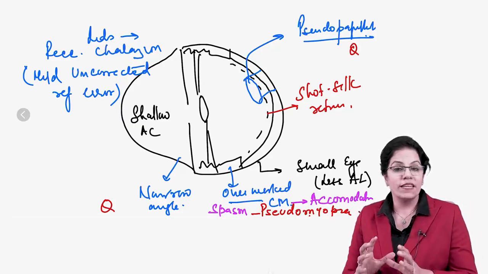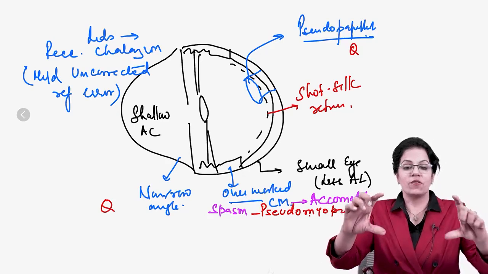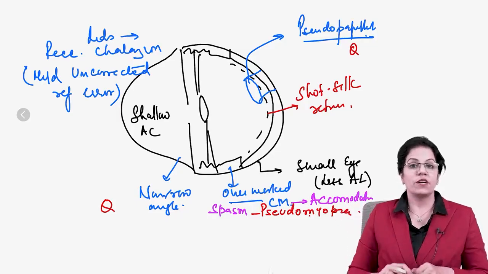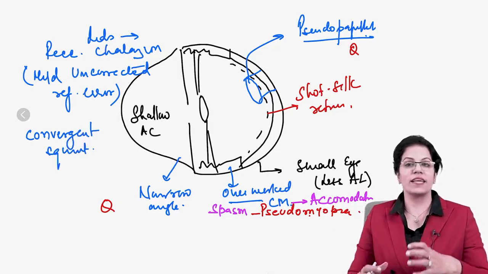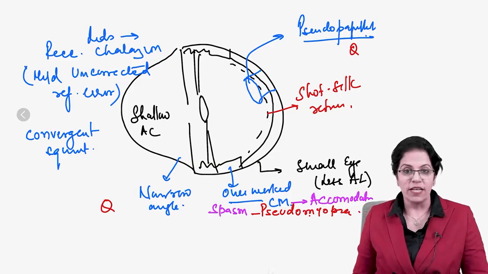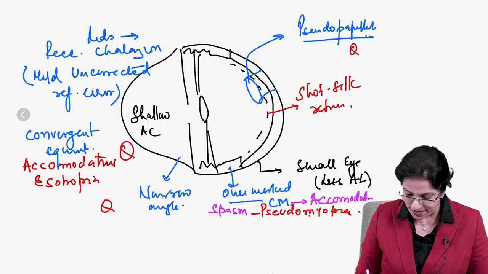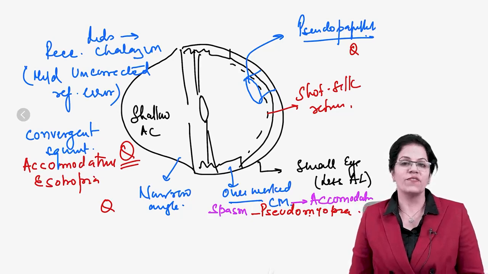Because accommodation is a part of the near reflex, what are the parts of the near reflex? Whenever you're looking from far to near, there is convergence, miosis, and accommodation. So because of that, there is a convergence squint. The story is, this is happening due to excessive accommodation. So we call it accommodative esotropia. This is also a very important exam question. Okay, we'll make a Q here. So these are the important features of hypermetropia.